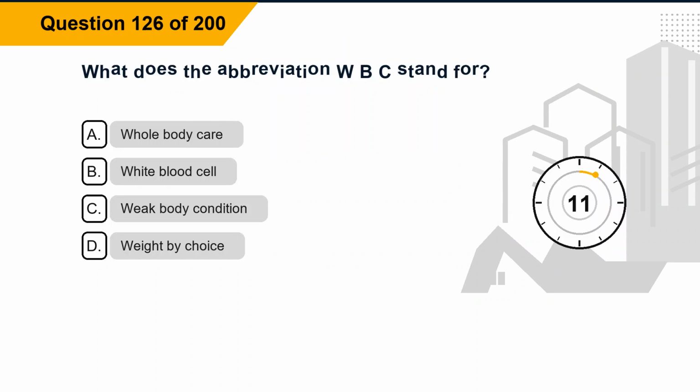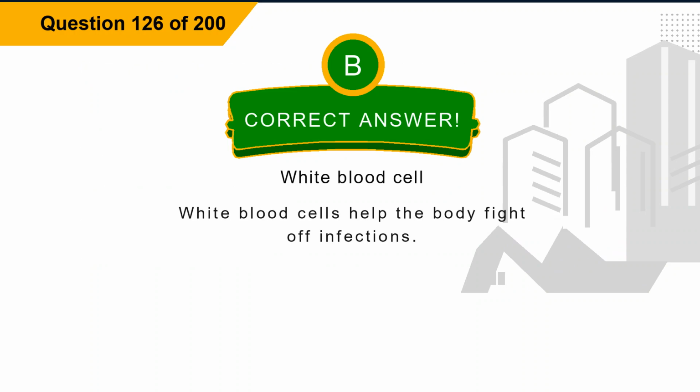Question 126. What does the abbreviation WBC stand for? Option A, whole body care. Option B, white blood cell. Option C, weak body condition. Option D, weight by choice. The correct answer is option B, white blood cell. Explanation. White blood cells help the body fight off infections.